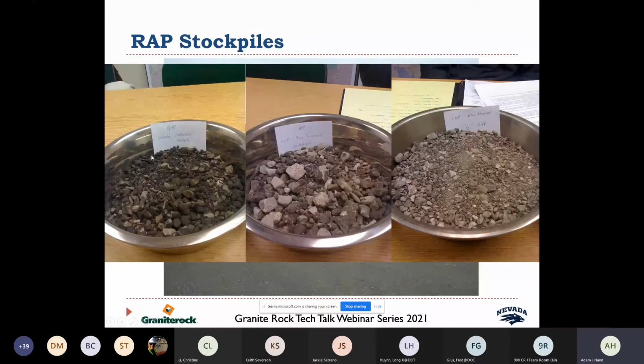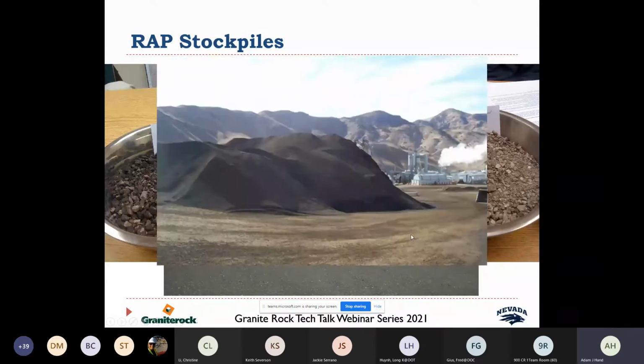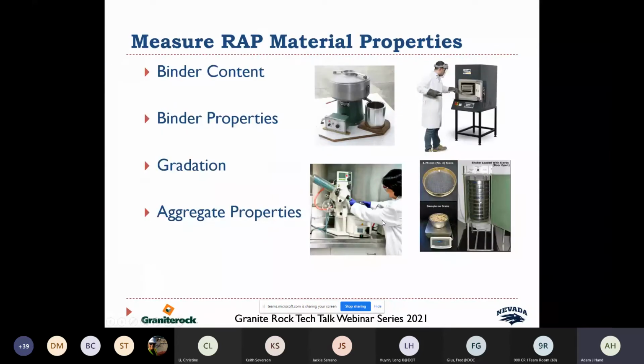This is just some examples of RAP that are richer in asphalt binder than others, and that's a consideration. You need to know how much binder's in your RAP. And there's another beautiful RAP stockpile. So again, if you handle it properly, you can get great RAP that can then be used to make really good hot mix.